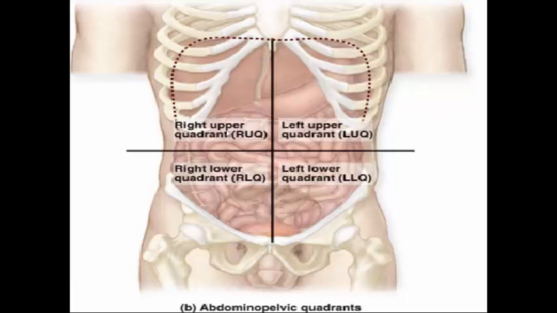So, right upper quadrant, where you find, say, the liver, for example. Right lower, the appendix. Left upper, stomach. And left lower, a good bit of the intestines, including the sigmoid part of the colon. So expect to see an image like this on a test. So you have to know that this is left and this is right.